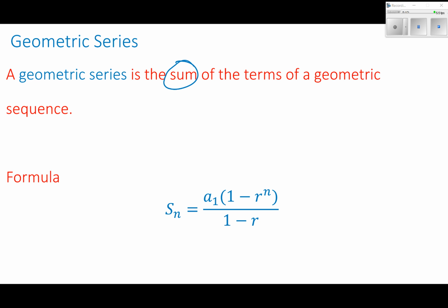So this series, this notation with the S, all the way out to the nth term, is going to be the first term multiplied by 1 minus our common ratio r raised to the nth power, all divided by 1 minus r.